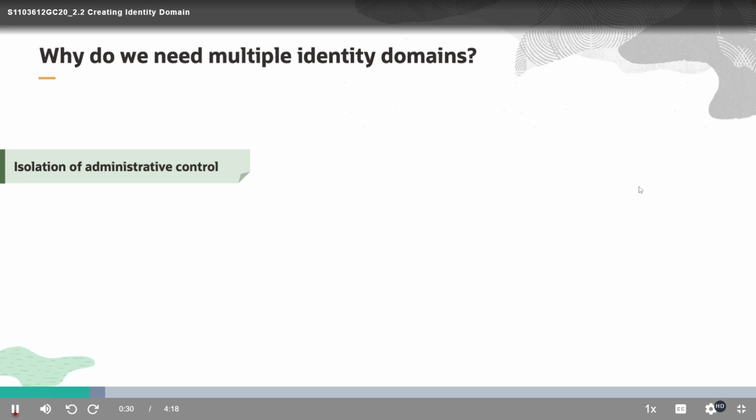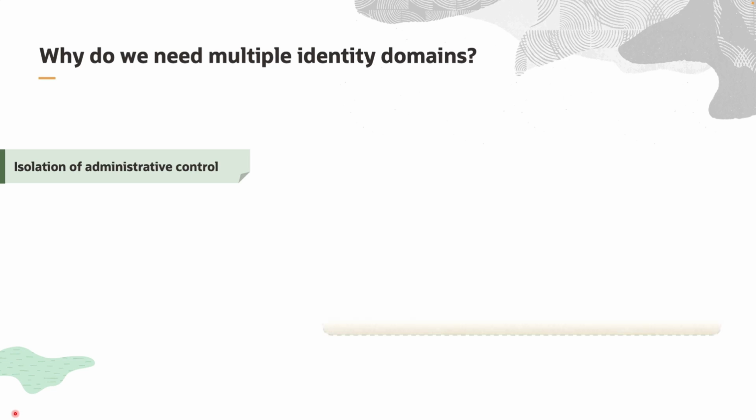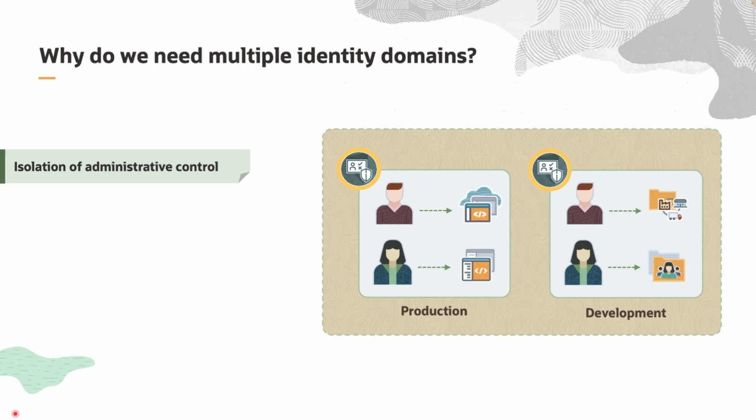isolation of identities, which is important in complex cloud environment. They serve as container, separating different teams or departments and preventing unauthorized access or interference between them. As you can see in this example, we have separate domain for production and development with their own set of users and integrated application associated with domains.